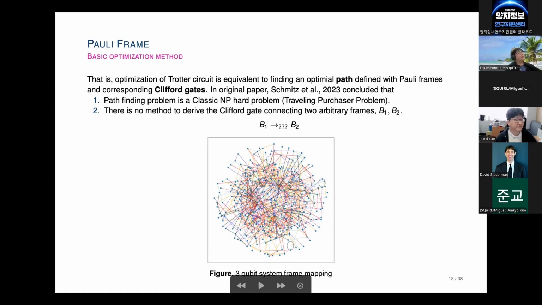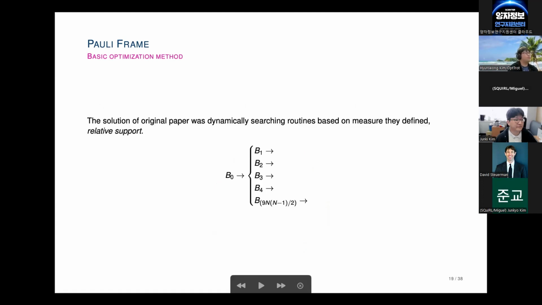And the original authors in 2023 did not solve the exact NP-hard problem. So they used a dynamic programming method to find the optimal path. There are nine types of Clifford transformation between one frame and another frame. And they searched all possible routes of the Pauli frames and found the optimal path.